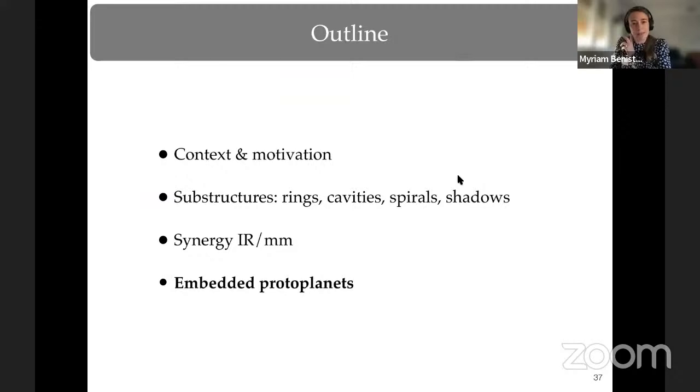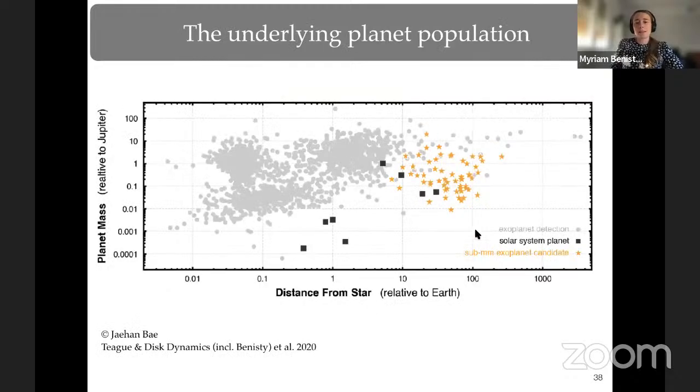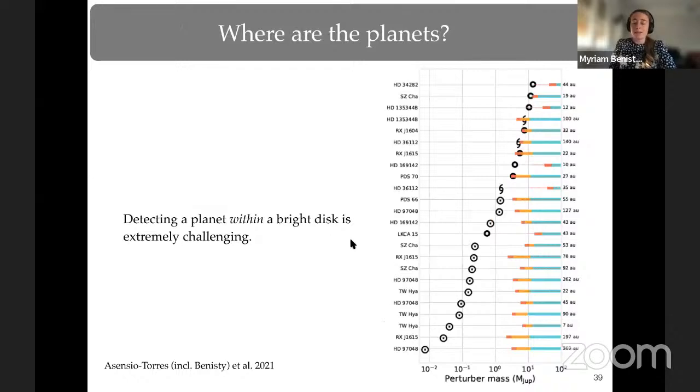So I've been talking about planets and their impact on the disk structure, but where are these planets? If you take the disk substructures and model them with hydrodynamical simulation, you can say, okay, these rings are due to a planet that is 1 Jupiter mass or 2 Jupiter masses. And that way you can add more planets to your planet population diagram. And we find that the substructures could be due to low mass planets as well as high mass planets. So basically there is all of this population that we expect but that we haven't been able to see so far. And indeed, detecting a planet in a bright disk is very challenging, just like observing a disk next to a bright star is.